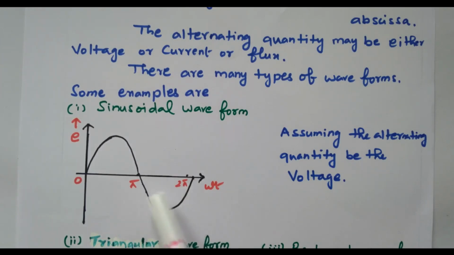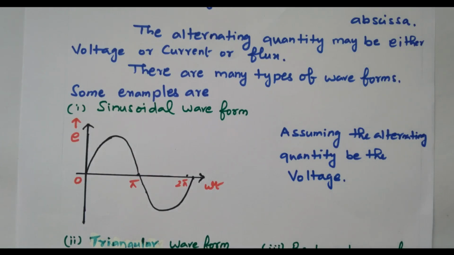From 180 to 360 degrees, the same thing is repeated, but it's a negative cycle. So positive and negative voltages keep on changing, and that is why it is called an alternating quantity. Alternate means positive to negative, negative to positive, like that it will go. Due to that it is called a sine wave, an alternating quantity.